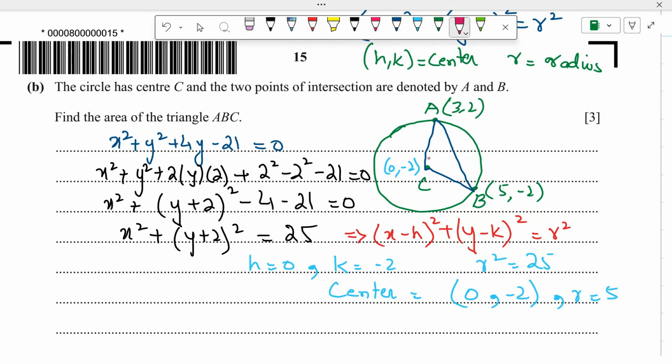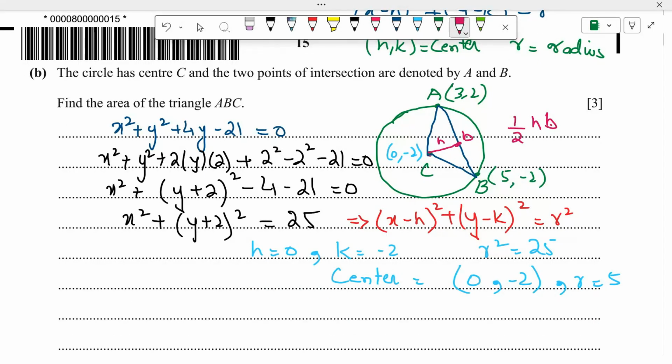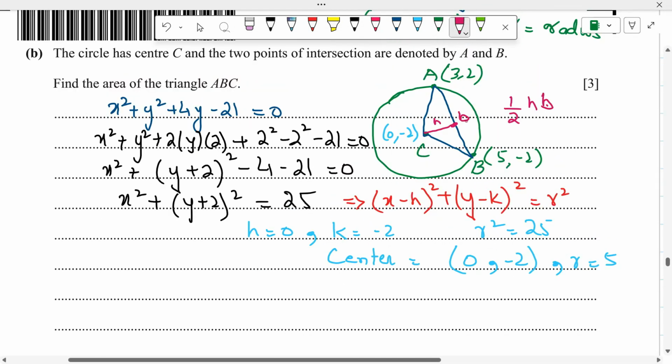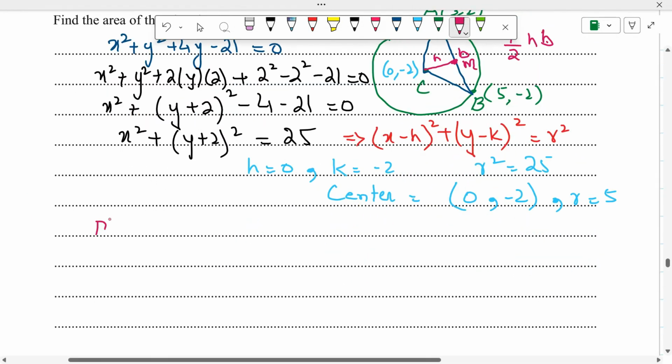Okay, we need to find the area of the triangle ABC, and we know that the area of the triangle is height and this is the base. So the area of the triangle is 1 over 2 HB. We know that the line from the center to the line AB meets at the midpoint, and this point is the midpoint M. So we find the midpoint of AB.